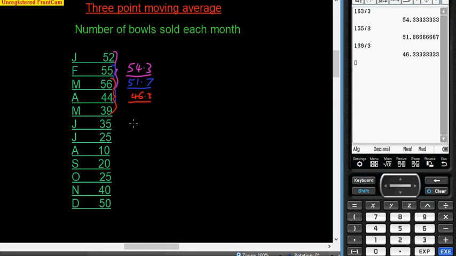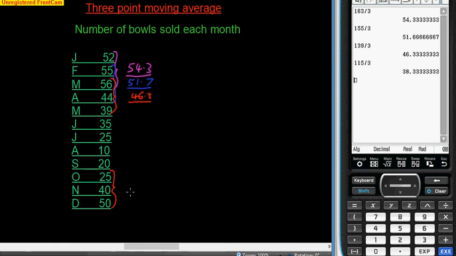That is how you work out the 3-point moving average. You just take things three at a time. Now, as you get down towards the bottom, I'll fill the last one in. The last three you'll get are October, November, December, so that's 90, that's 115, and you divide by 3, and we'll get 38.3, so that'll be in line with November.